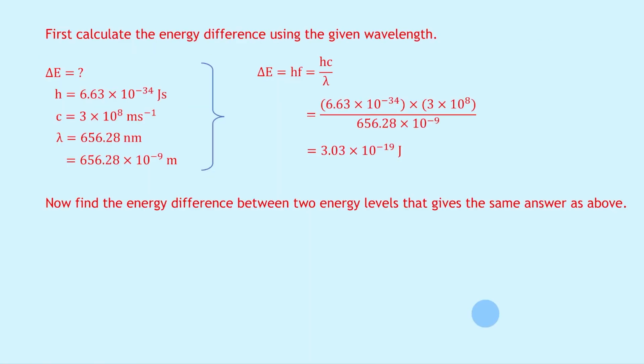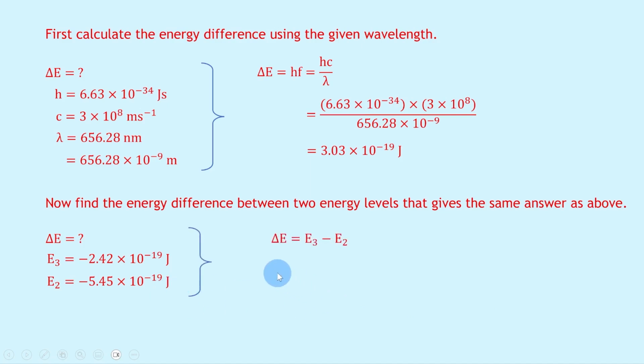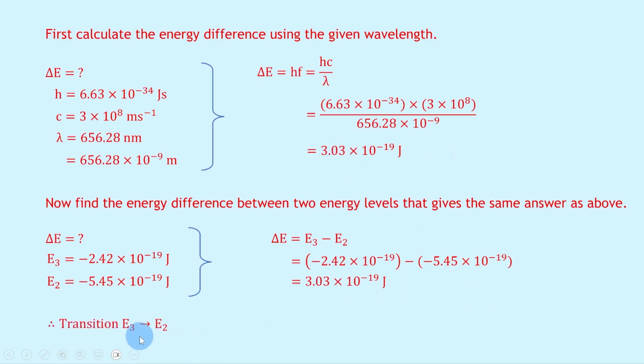So let's prove this, because the question said to justify it by calculation. So delta E is what we're trying to find. E3 is minus 2.42 times 10 to the minus 19 joules, and E2 is minus 5.45 times 10 to the minus 19 joules. So writing down an expression for delta E, we have delta E equals E3 minus E2. Substituting in the numbers gives minus 2.42 times 10 to the minus 19 minus minus 5.45 times 10 to the minus 19. And putting that into your calculator should give you an answer of 3.03 times 10 to the minus 19 joules, as expected. So therefore we can say that because these energy differences match, the transition must be from E3 to E2, which you can show with an arrow or with the words 3 to 2.